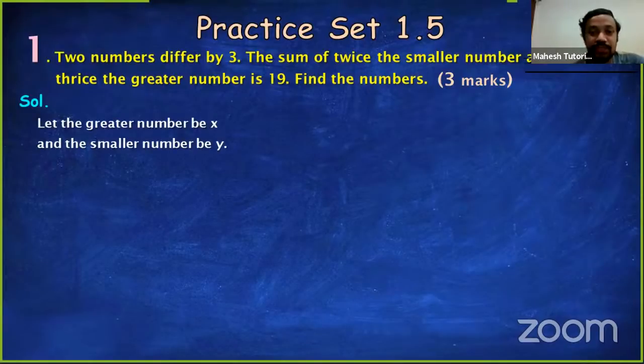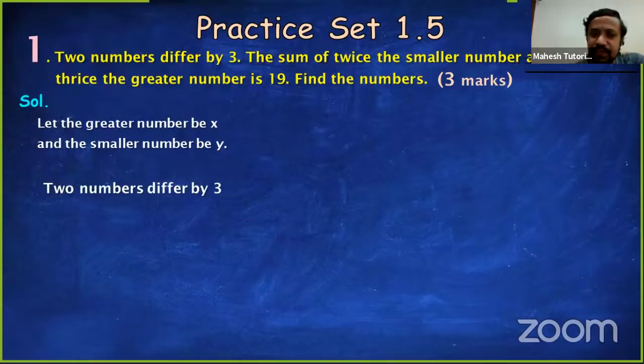Now we need to solve the entire sum and get the values of x and y. Now students, to get the values of x and y, we have been given two conditions in the question. I want every one of you to look at the first condition very carefully. Read the first condition, students. Two numbers differ by 3.